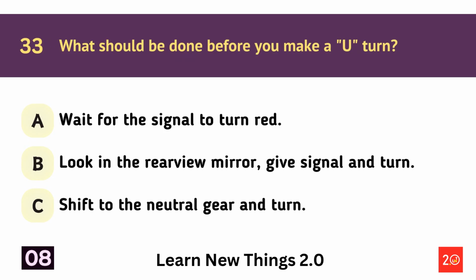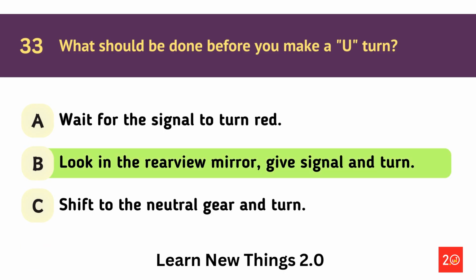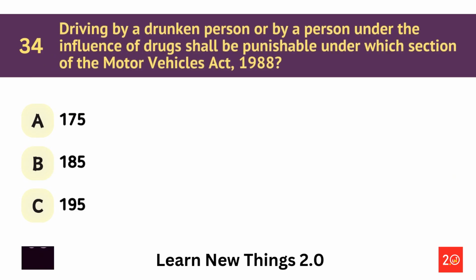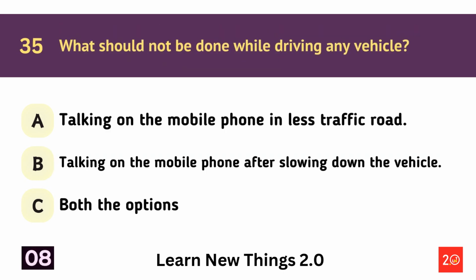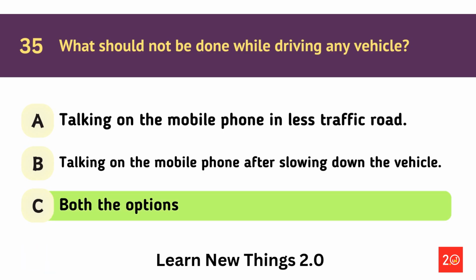What should be done before you make a U-turn? Look in the rear view mirror, give signal and turn. Driving by a drunken person or by a person under the influence of drugs shall be punishable under which section of the Motor Vehicle Act 1988? 185. What should not be done while driving any vehicle? Both the options.